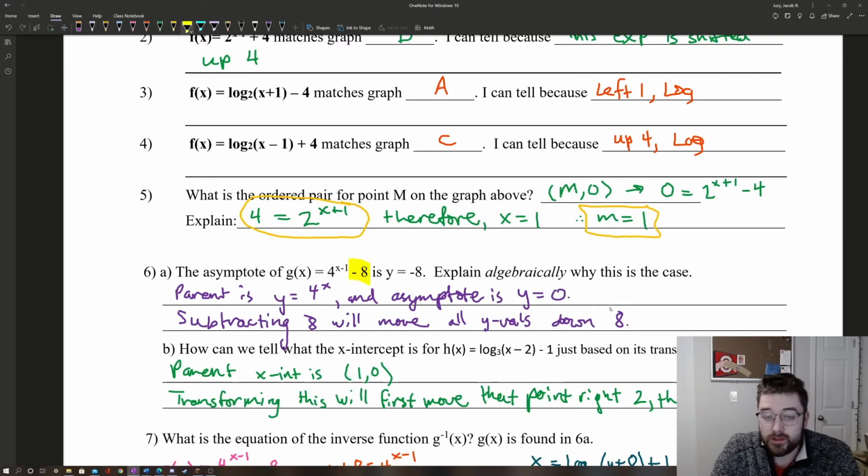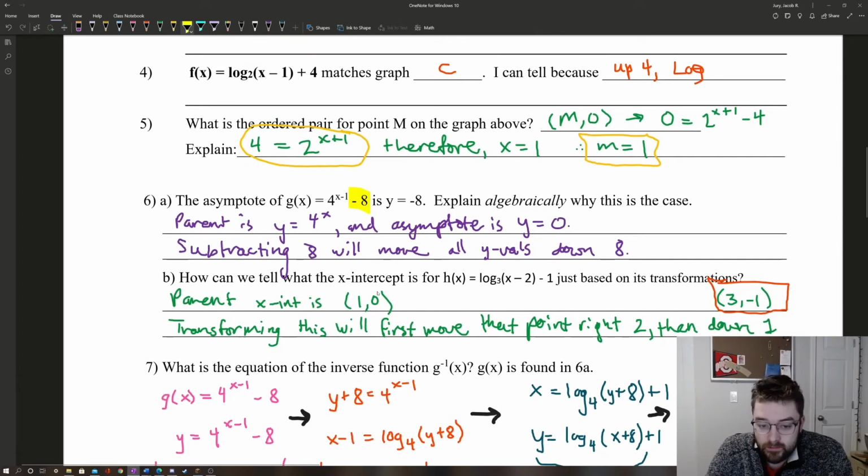Actually, the parent function is how we are tackling b as well. So we've got a separate function, h of x. How can we tell what the x-intercept is for h of x? And if we know that on logarithms, the parent point that is always true no matter what base we have is going to be 1, 0. So we're just going to shift 1, 0 right 2, because that's what -2 inside the argument means, and then down 1. So this point ends up at 3, -1.